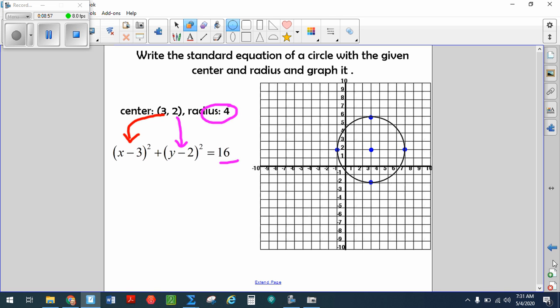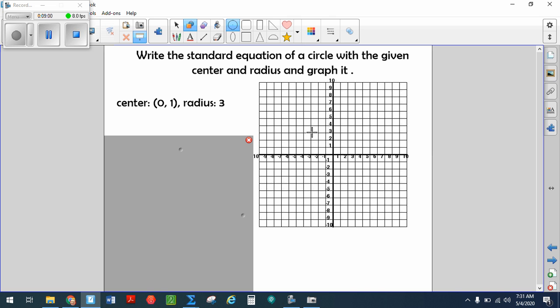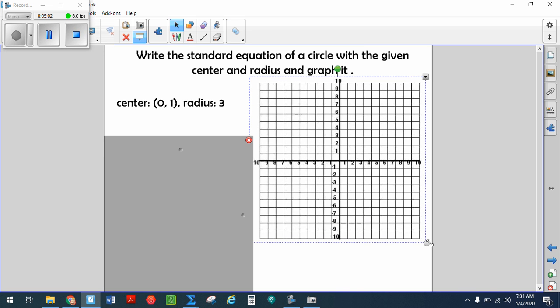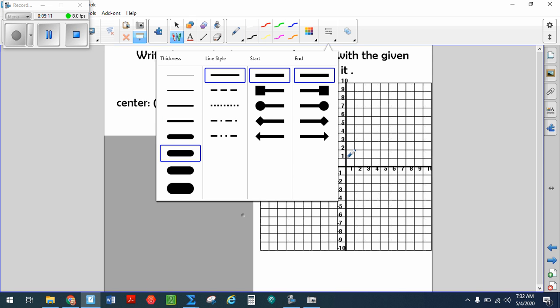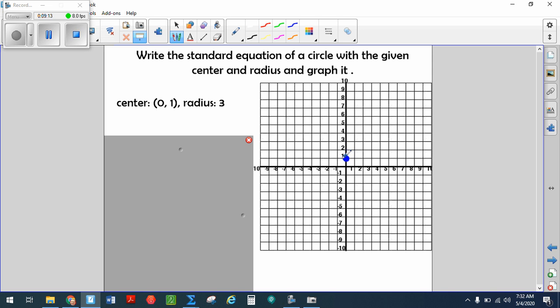Let's try another one. Center at 0, 1 and a radius of 3. So 3 in any direction. 1, 2, 3, I missed on that one. So you draw points on all 4 sides, and then draw your circle the best you can.